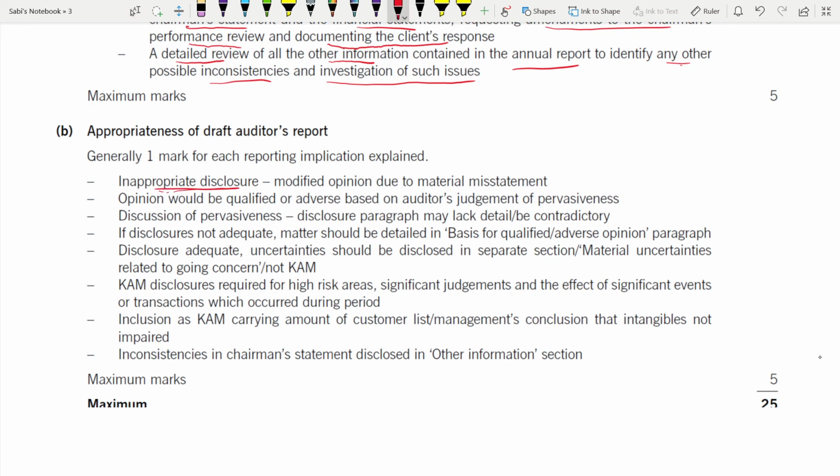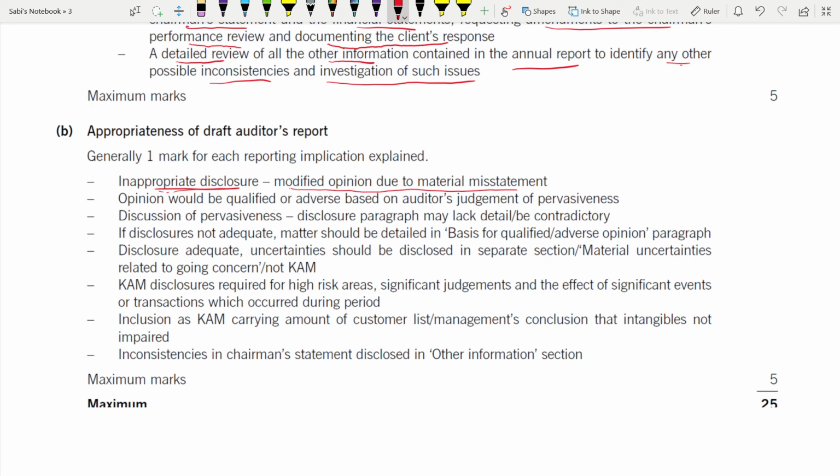Why? Because the opinion has to be modified. Modified opinion due to material misstatement. There's a material misstatement, that's why that opinion has to be modified. It's not appropriate.